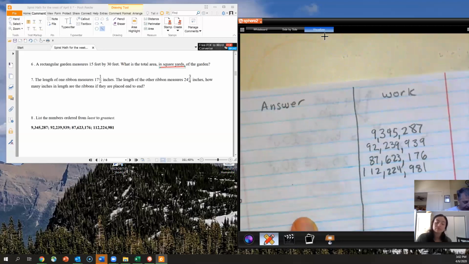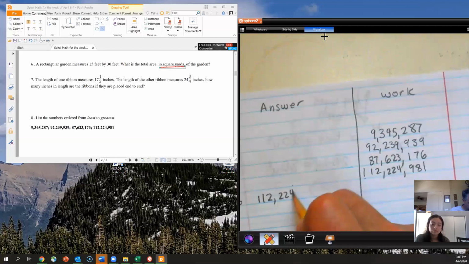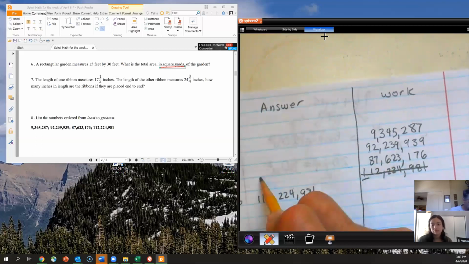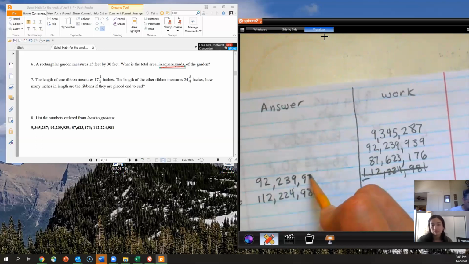Now, as I look at these, boys and girls, it's actually pretty clear which one is the greatest. It's going to be down here with 112,224,981. It's the only one in the 100 millions place value, so that's obviously the biggest one. I'm also going to look over here, and it looks like the next biggest place value is the 9, so that's 92,239,939. So I'll cross that one out.